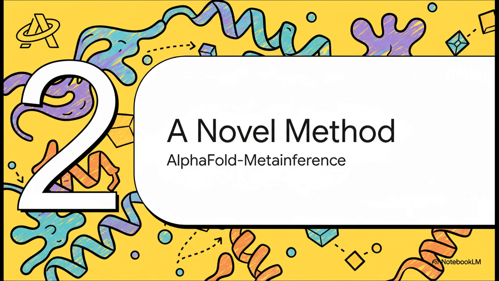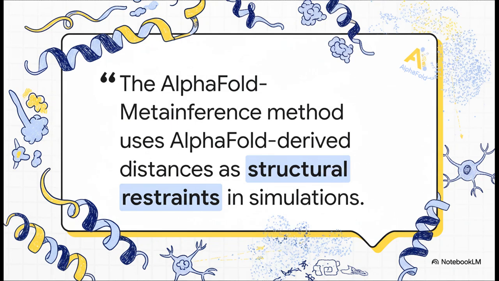So, to solve this problem, researchers have developed a new computational approach that uses AlphaFold's outputs, but in a totally different way. The method is called AlphaFold-Metainference. Instead of trying to find one single structure, it takes the distances between amino acid pairs that AlphaFold predicts. These distances then act as guides, or restraints, inside computer simulations that model how atoms and molecules move. The goal isn't to get one structure, but an entire ensemble of them.